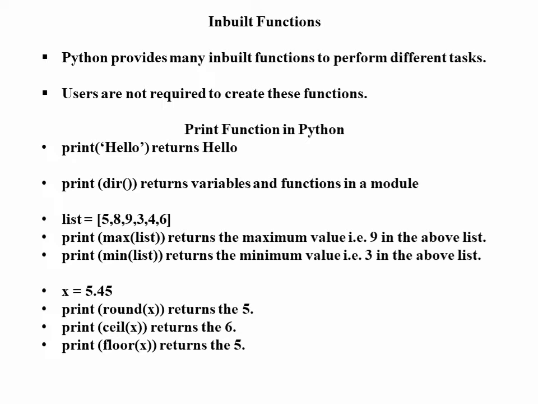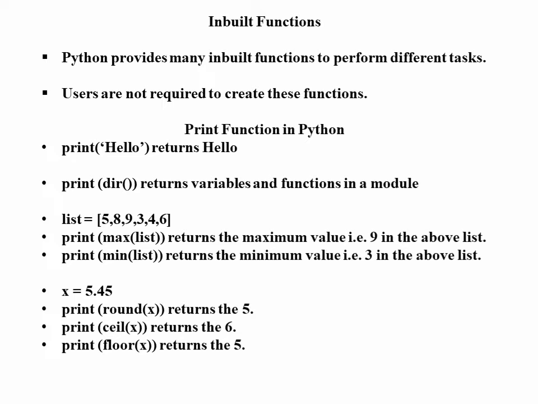List is equal to 5, 8, 9, 3, 4, 6. Suppose this is a list in Python. If you use the function print, and within parentheses you write max(list), it will return the maximum value in the list. Here in this list you can see the maximum value is 9. If you write min instead of max, you will get 3, because 3 is the minimum value in the list.